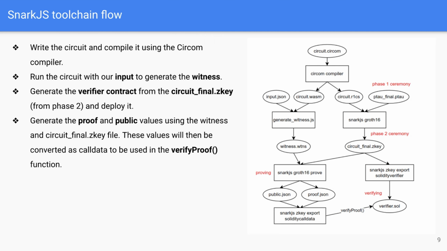The public JSON file here contains the values of our public signals, while the proof JSON file is used to prove that we know the values for the corresponding private signals. Submitting these values as call data to the verify proof function in the verifier contract can check for the validity of the proof without revealing the actual value of our private signal.